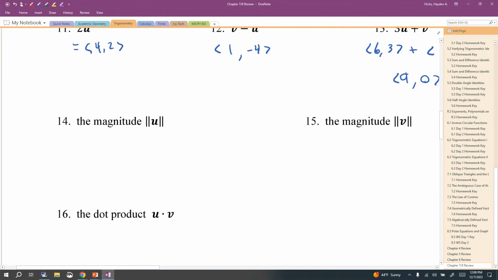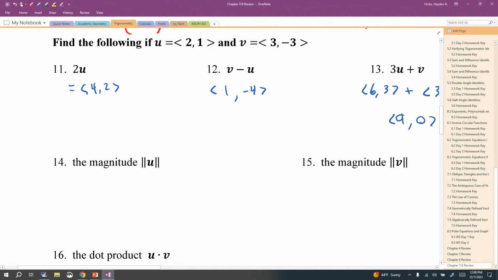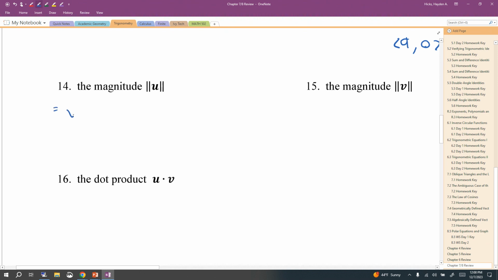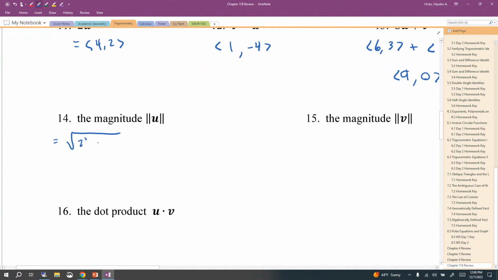Now, as far as magnitude goes, magnitude is basically just Pythagorean theorem, right? The magnitude is the square root of v1 squared plus v2 squared. Essentially saying v1 and v2 are u1 and u2. Those are just the first term in v and the second term in v, right? The first term in u, the second term in u. So don't get too confused about that formula, because it's just telling you what spot it's in, okay? So the magnitude of u here is the square root. And since u is 2, 1, it's going to be 2 squared plus 1 squared. What's 2 squared?